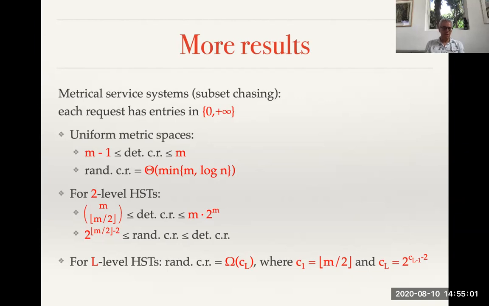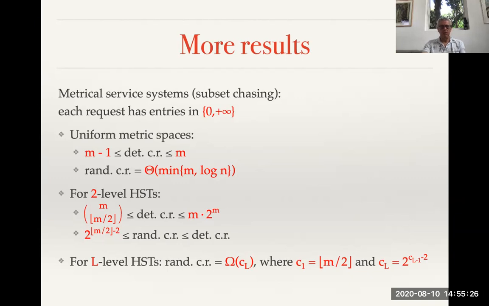Now, this last result, the lower bound on the randomized competitive ratio, can be extended to any L-level HST where you get a tower of exponents. So for a 3-level, it will be 2 to the 2 to something that depends on n and so forth. So these are the results that we show.